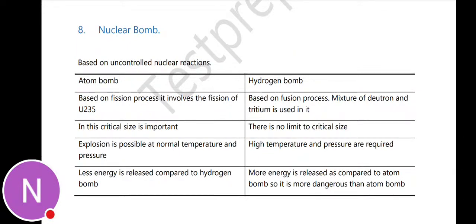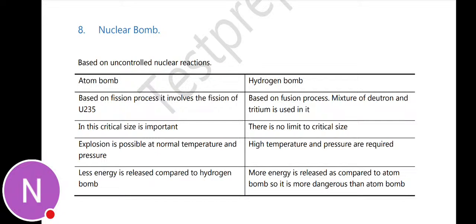Based on uncontrolled nuclear reaction, the atom bomb and the hydrogen bomb are divided. The atom bomb is based on the fission process, and it involves the fission of uranium 235. But the hydrogen bomb is based on the fusion process, that is, a mixture of deuteron and tritium is used in it. So both have differences there. In the atom bomb, you use the fission of uranium 235, but in the hydrogen bomb, you use a mixture of deuteron and tritium elements.